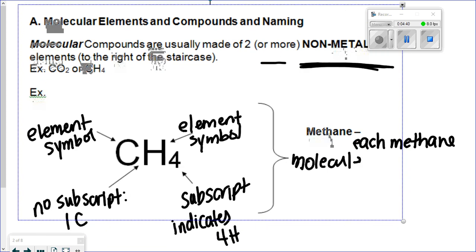So last lesson I said not to use molecule for ionic compounds. We can use molecule for molecular substances. So each methane molecule has 4 hydrogens bonded to 1 carbon.